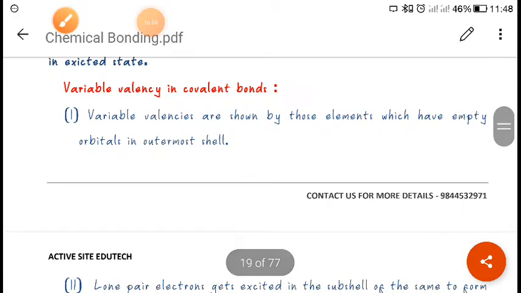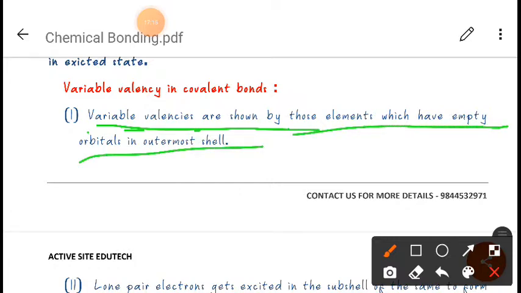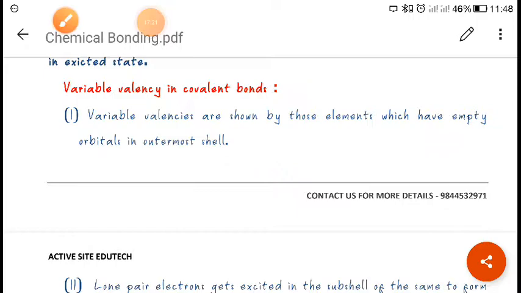Now, variable valency in covalent bonds. There are variable valencies in covalent bonds, how is it? First, variable valencies are shown by those elements which have an empty orbital in their outermost shell. If any atom has an empty orbital in its outermost shell, then it will show a variable valency. We will see how.